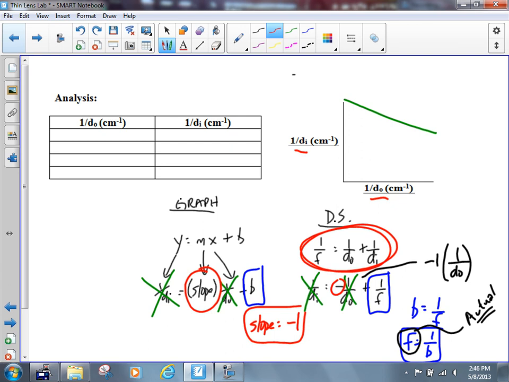So get the focal length by measuring it at the beginning of the activity. Get the focal length by our graph calculations towards the end of the activity. Compare those two numbers. If they're equal or really close to it, then that's enough to tell us that this equation is valid. Our conclusion is it's valid.